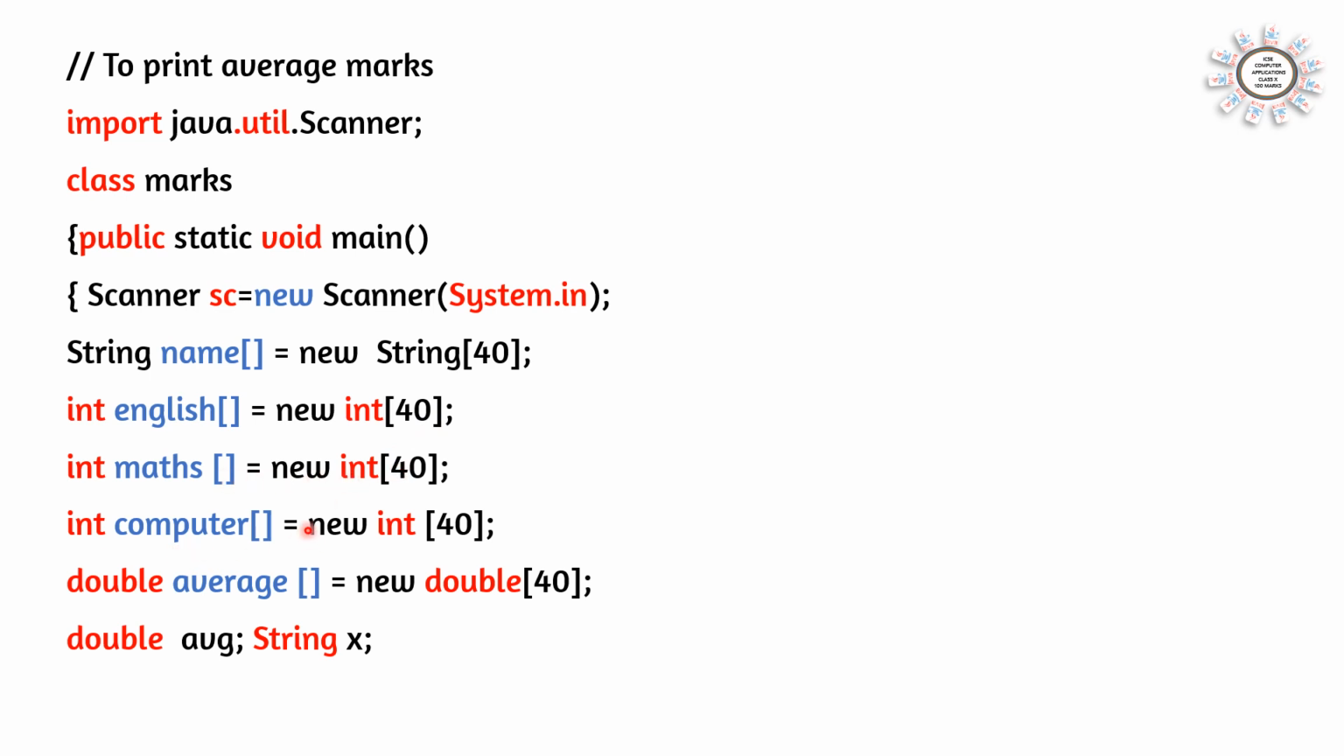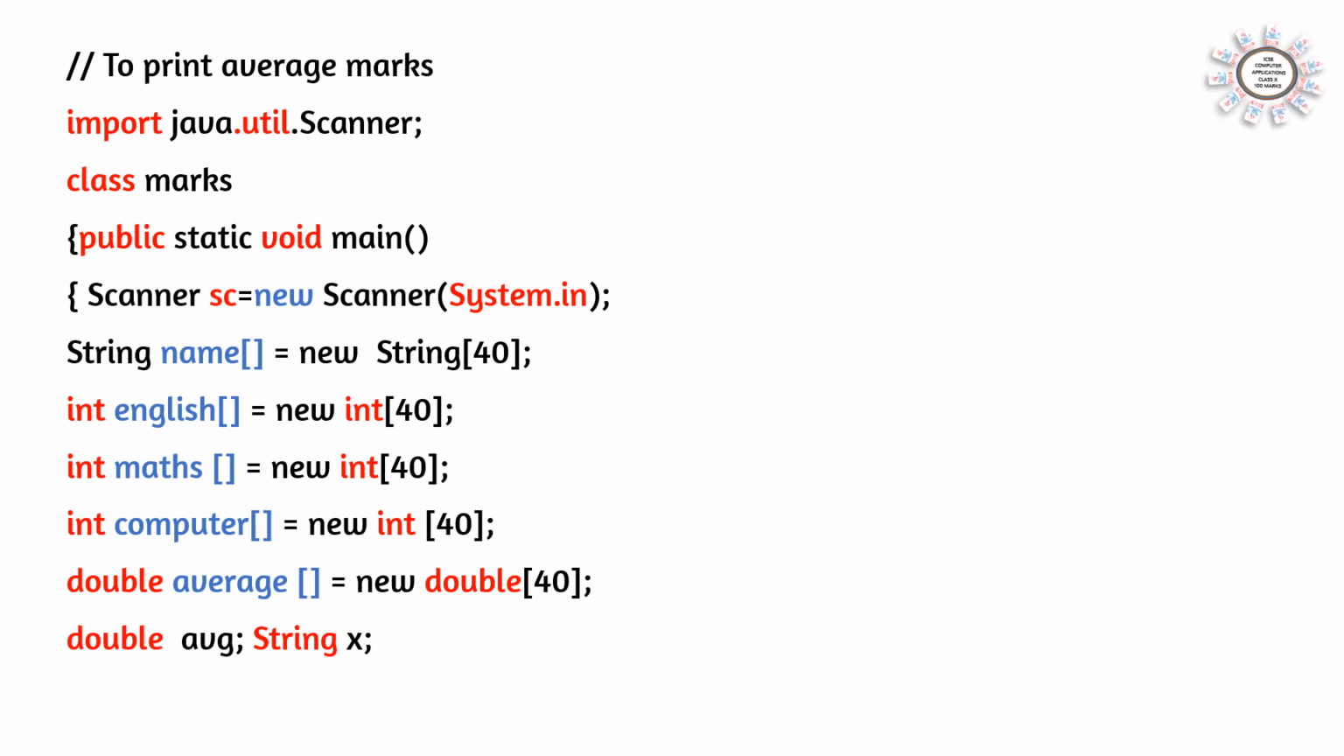and int computer[]. These 3 arrays, that means English, Maths and Computer arrays, will store the marks in the particular subject for 40 students. And double average, their average will be stored in the array average. double average[] is equal to new double[40]. So 40 students' average will be stored here.